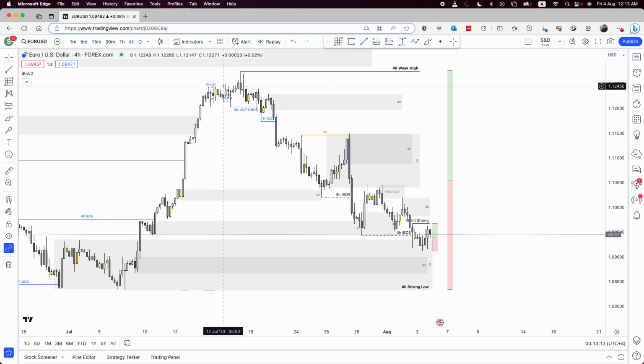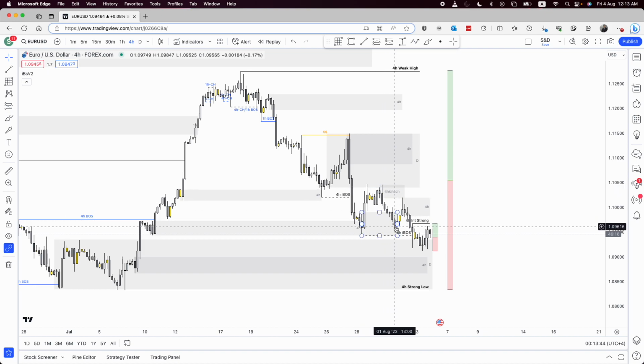The impulse is pretty straightforward, but look at the pullback. The pullback is pretty corrective, right? So we have constant breaks of structure, internal breaks of structure. The last break of structure is when this was the impulse. We had the 4H IBOS, internal break of structure. Price came in here, and I believe it was a couple of days back, it did not quite mitigate to the EQ, a little below the EQ of this impulse leg, but it was enough to react to this daily supply and then move downwards.